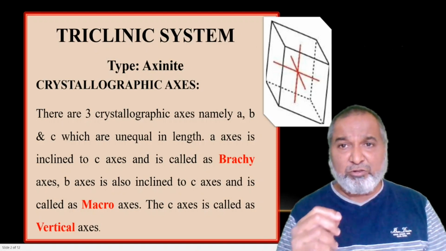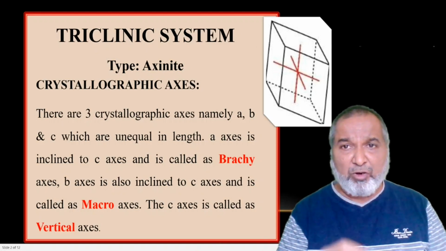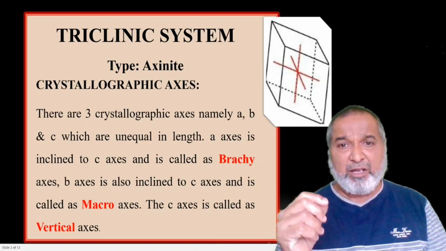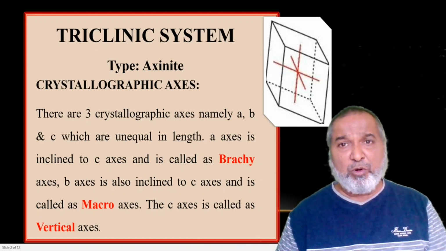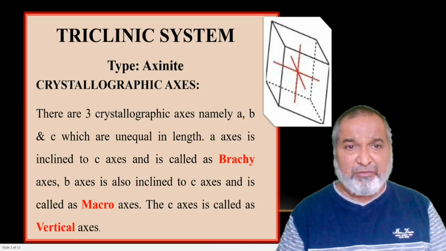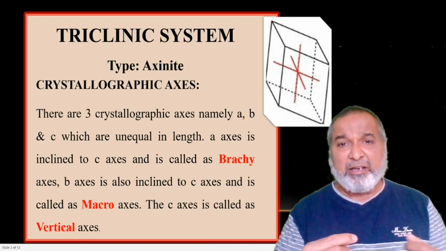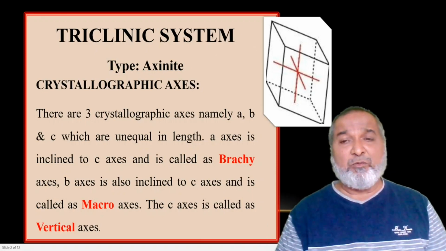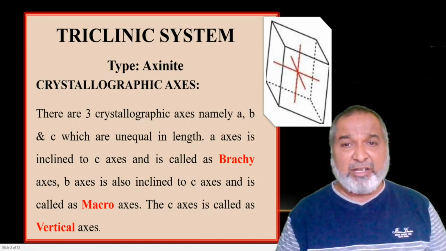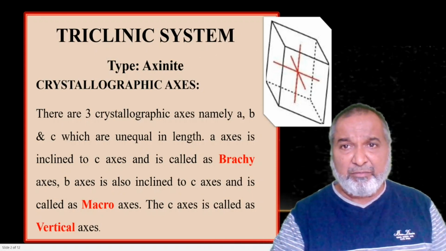And there are the three crystallographic axes. A is the smaller one, B is the intermediate one, and C is the longer. As usual, the A axis is called the brachyaxis, running from front to back, whereas the B axis is called the macroaxis because it is the larger one, and C is the vertical axis. So these are the relations of these axes.